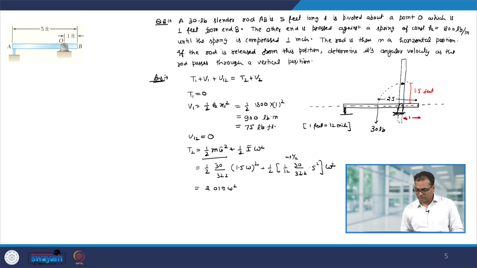Now, let us look at V2. V2 is the potential energy in that situation. There is no spring force now. So, it is only the gravitational potential energy. So, that will be m g into h. So, m g is 30 and h is 1.5. So, that is 45 feet pound. Okay. So, let us put this in equation number 1.